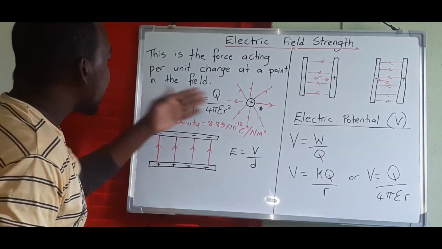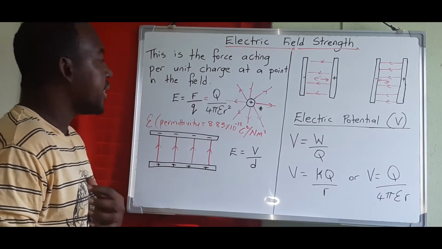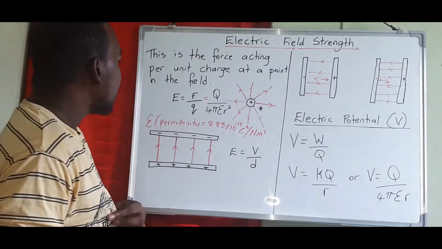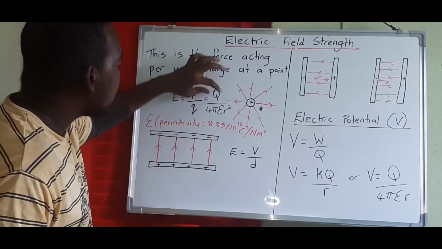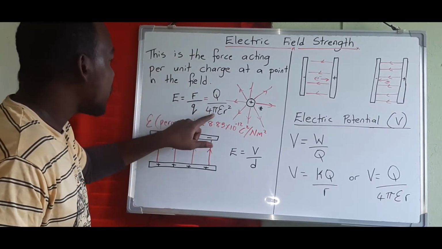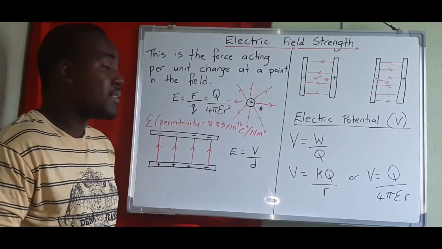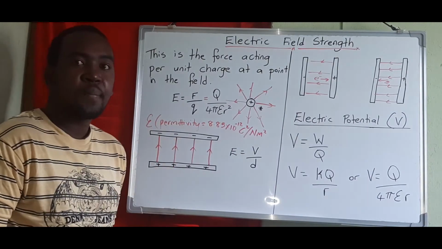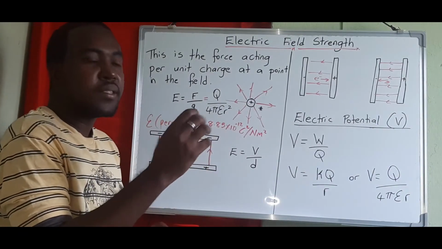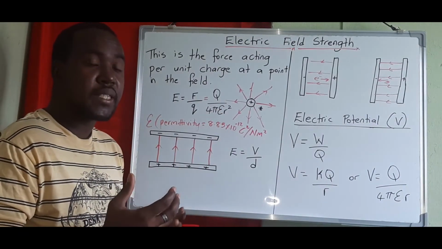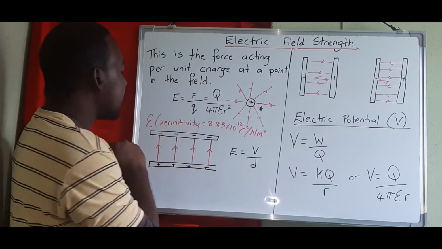So for a single charge, the electric field strength is the force over Q, where Q means our charge, or it's equal to the charge divided by 4 pi epsilon r squared. Now epsilon is known as the permittivity, and permittivity tells us how well something can store charges. So it's how well a medium stores charges. That's what permittivity is.